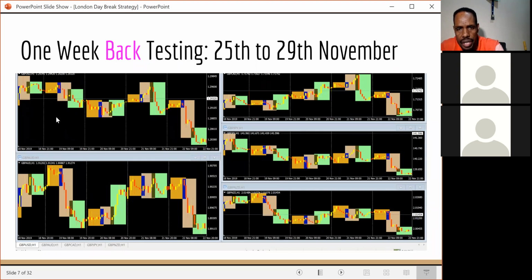This is pound against US dollar. This is pound against AUD. This is pound against Canadian dollar, pound against Japanese yen, and pound against New Zealand dollar.